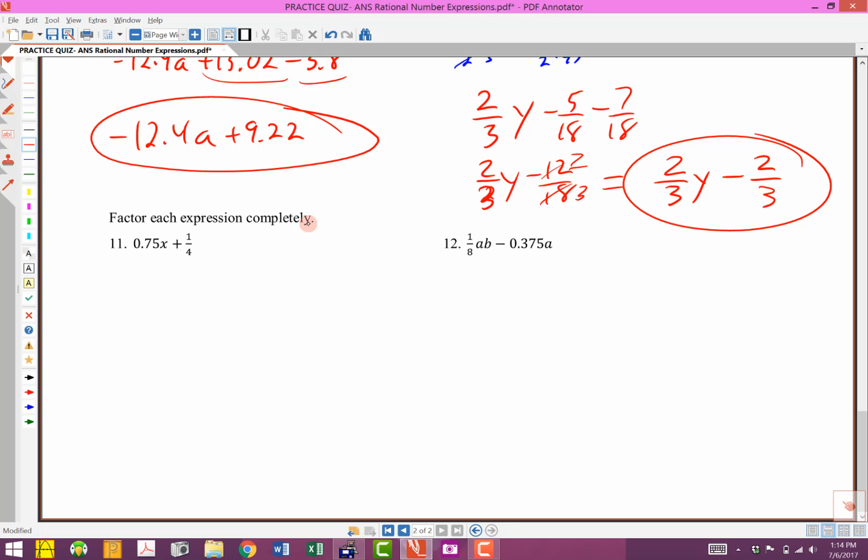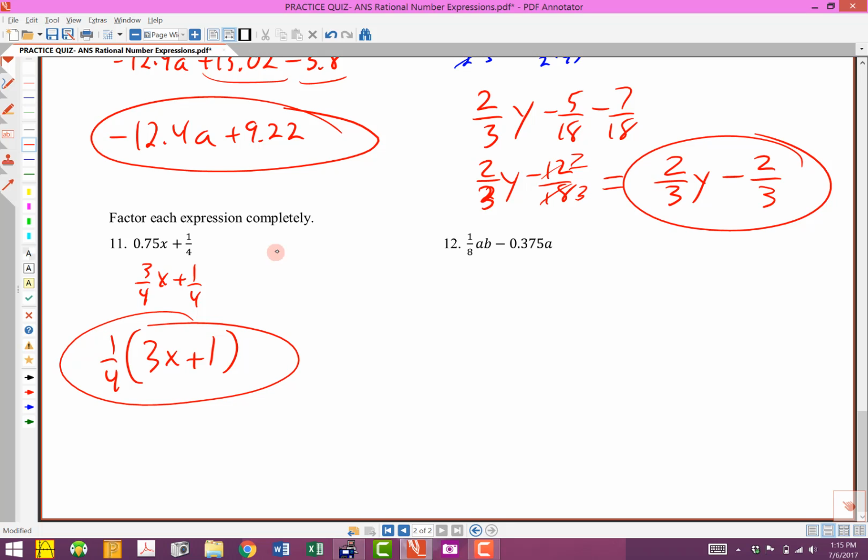You know by now I tend to like fractions better than decimals, so I'm going to think of this as 3/4 x plus 1/4. I'm going to take out the 1/4. That means we're left with 3x plus, remember if we divide everything out we're left with a 1. If you wrote it as 0.75x plus 0.25, you'd be taking out 0.25 and you'd be left with 3x plus 1. So same thing either way.